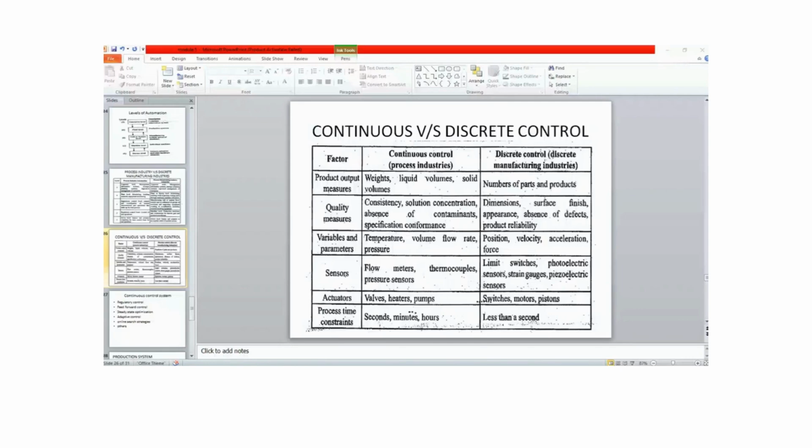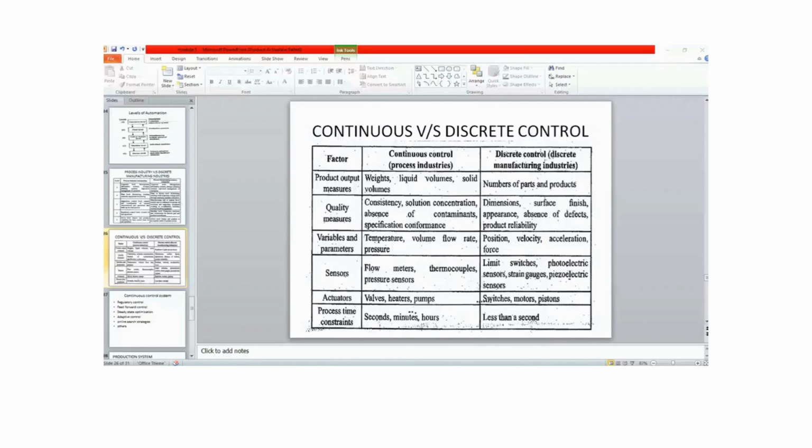In a continuous control system, the variables and parameters are continuous and analog. But in a discrete control system, the variables and parameters are discrete and limited, like in a binary form, 0 and 1. By seeing the table, we are going to get the differences between the continuous and discontinuous control factors.